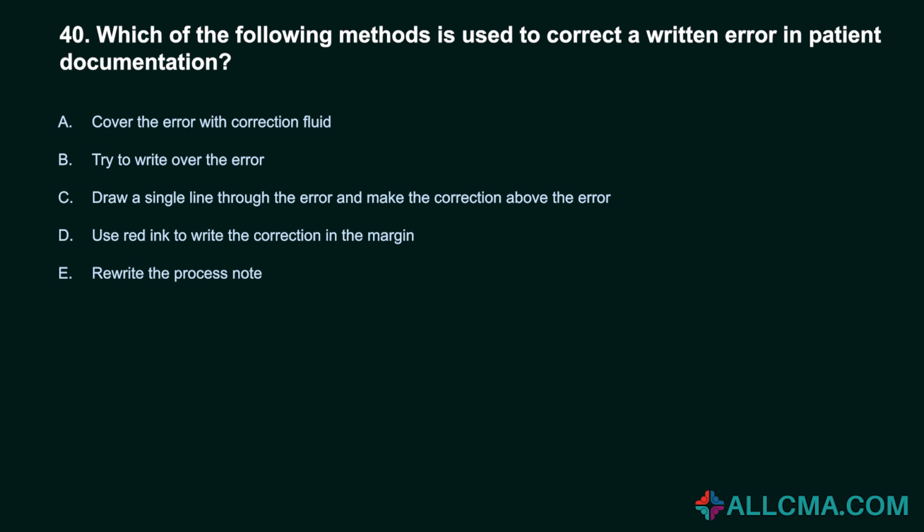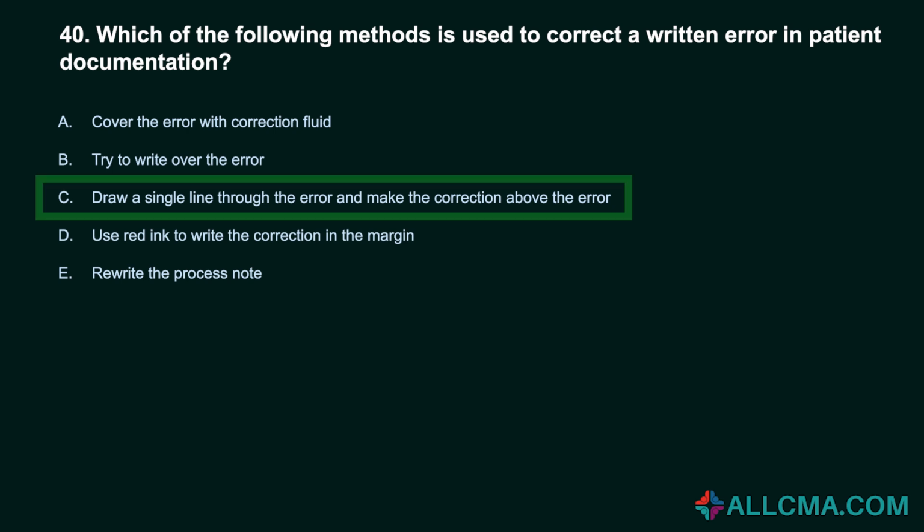40. Which of the following methods is used to correct a written error in patient documentation? A. Cover the error with correction fluid. B. Try to write over the error. C. Draw a single line through the error and make the correction above the error. D. Use red ink to write the correction in the margin. E. Rewrite the process note. Correct answer, C. Draw a single line through the error and make the correction above the error.